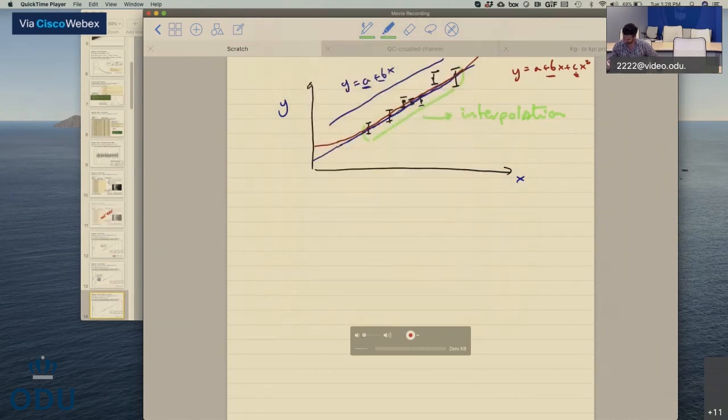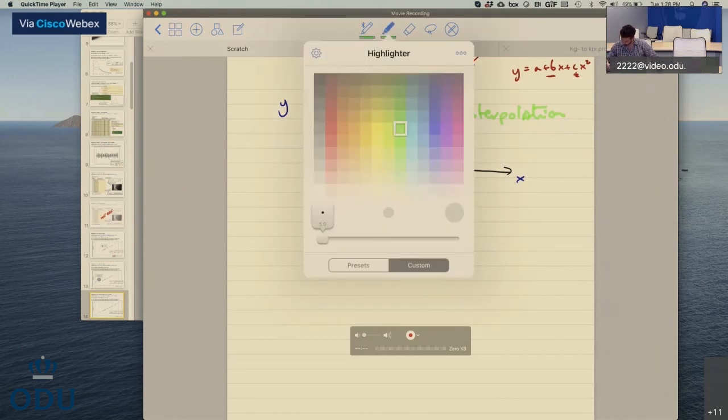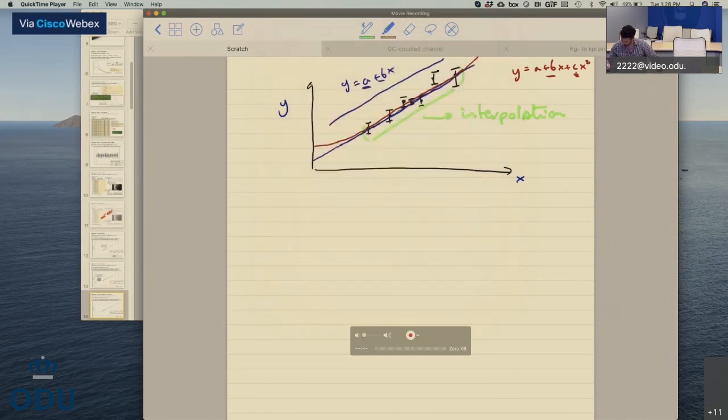So if I then try to make a prediction away from the region where I've determined my data, so let's say in this region, let me use a different color. What color? Orangey? Why not? So if I try to make a prediction of the values of this function away from where I've constrained it with data, this is known as an extrapolation.